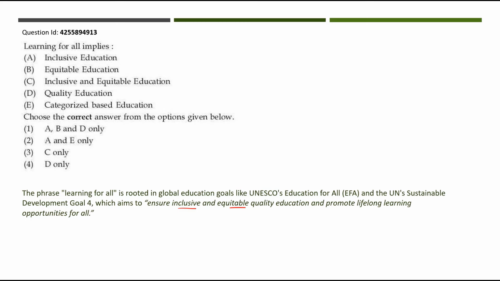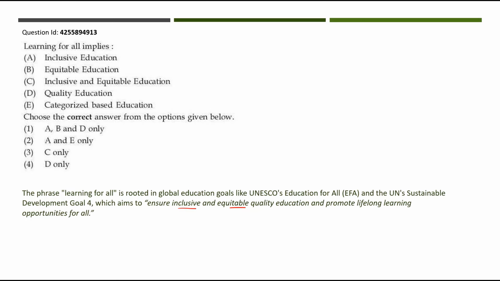Actually, this question can even appear in Unit 10 because it is a part of UN's Sustainable Development Goal, which is actually a topic in higher education system. So this question can also be expected there. So have a learning about this question. What does it actually aim about? Learning for all means it will include everybody as well as it will give equitable quality education to promote lifelong learning opportunities for everybody. So let's see the options. Inclusive education, equitable education, inclusive and equitable education, quality education, categorized based education.